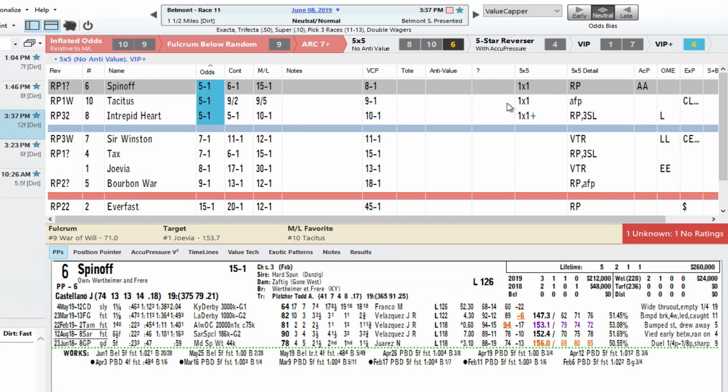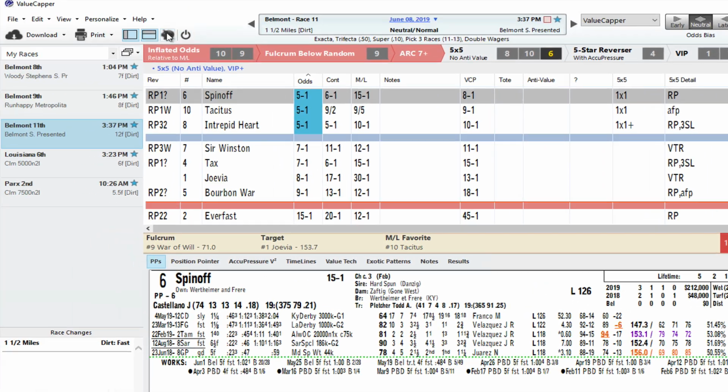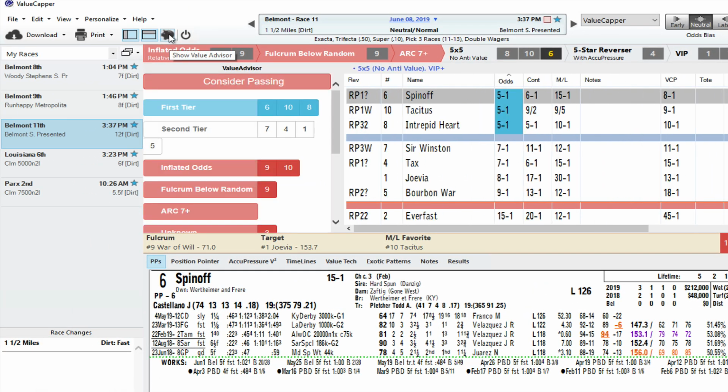Okay? So here's the way the Value Capper screen looks when I first open it. And there's a lot of subtlety to this. There's a lot in this decision-making process. It's not just, well, he's got Spin-Off, Tacitus, and Intrepid Heart right up there on top. Those must be the picks. And he's got the 6 and this one in blue, and he's got other horses in red. No. In fact, one of the most important things is this little piggy bank.